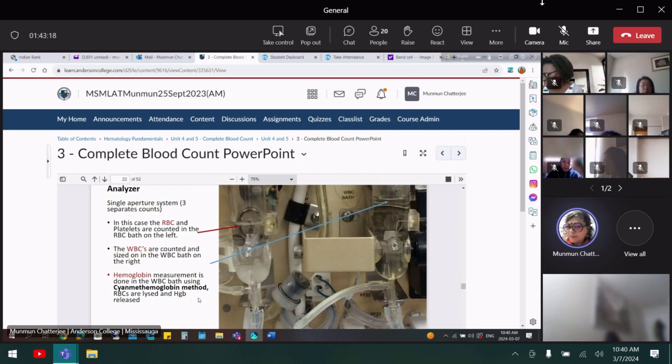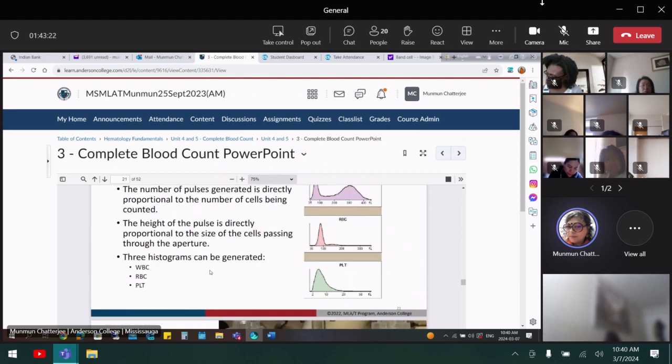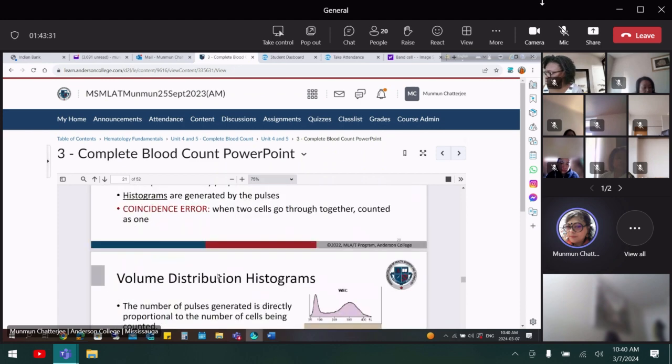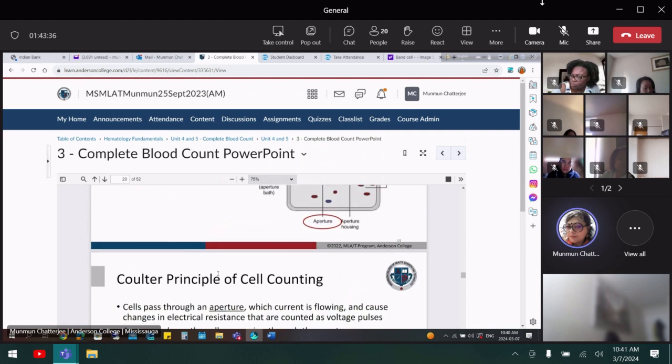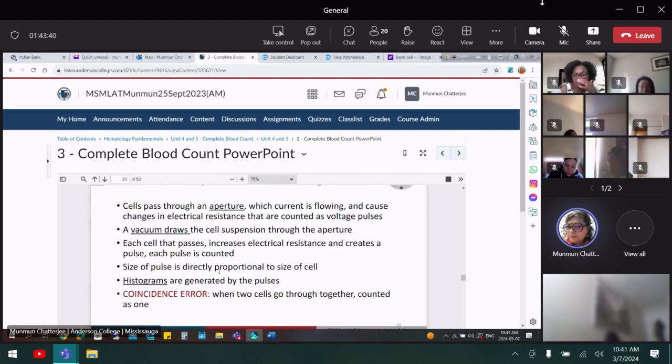So the height of the pulse is going to represent the size of the cells. The number of pulses is going to give you the number of cells counted. What is the method used? The method is electrical impedance. Ma'am, question: the Coulter counter goes by the principle of electrical impedance? Yeah. Thank you.